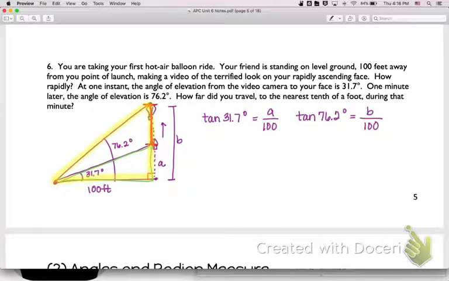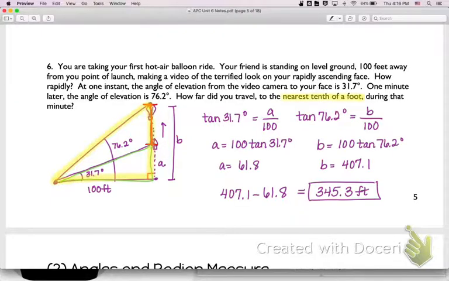Pause your video and see if you can finish this the rest of the way. Okay, these are the values I got individually for A and B, but then remember what we want is this distance right here. So we need to subtract the tall one minus the short one, and we get 345.3 feet. They did ask us to round to the nearest tenth of a foot, which is 1 decimal. So that's it. It's just more practice with your SOHCAHTOA stuff today, and I will see you when I see you.